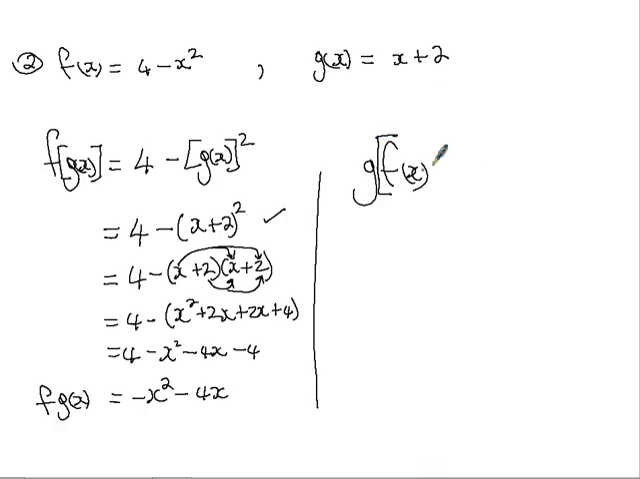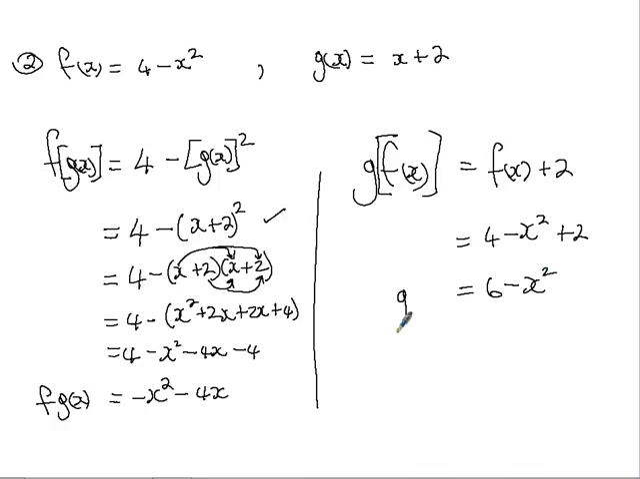That means g of f of x is going to be equal to f of x plus 2. And f of x, we have an expression for that. f of x is 4 minus x squared, and of course we're adding 2, like terms, so the 4 and the 2 is 6, so we have 6 minus x squared. This function is the composite function g of f of x. Again, it's simply a matter of plugging in a function into the other function and simplifying, and this is already simplified, so that's a combined function there.